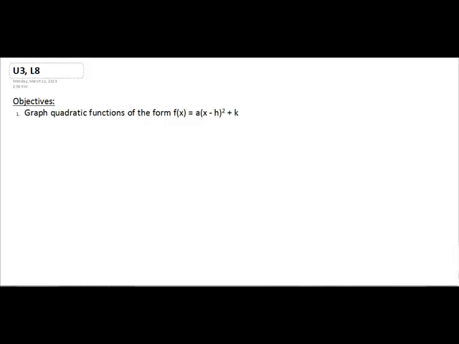I know that you see there's a lot of letters going on here in this objective, and I'm going to clarify what all of these things mean. What we are going to do in this lesson is graph quadratic functions of the form f of x equals a times (x minus h) squared, plus k. Now I want you to keep something in mind here. All of these letters are just representing numbers we're not plugging in yet, and they each tell us something different.